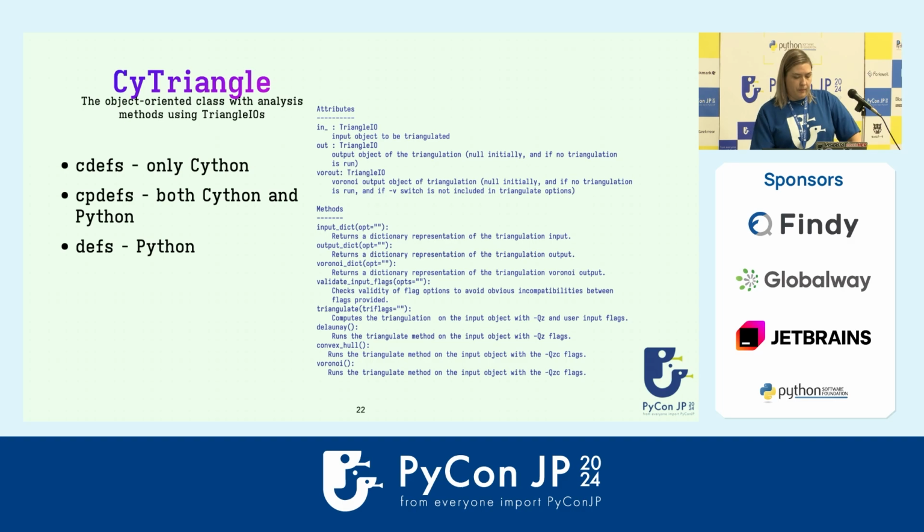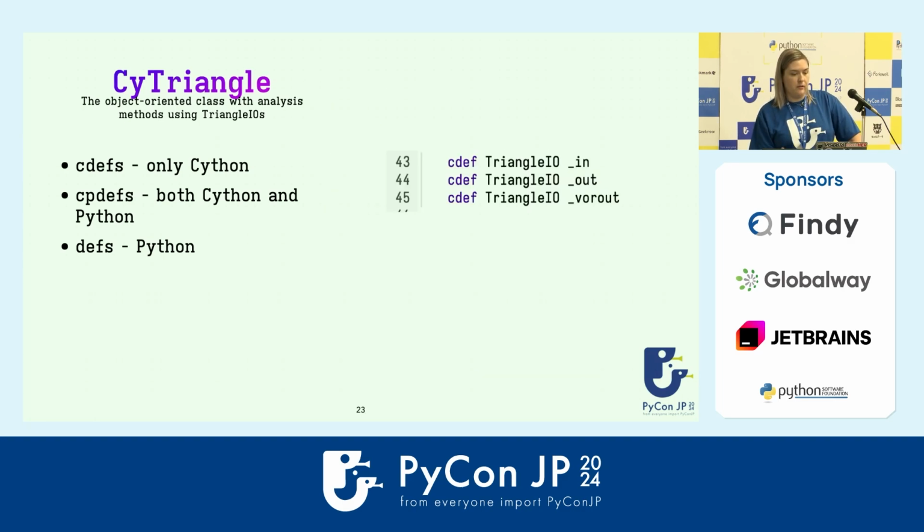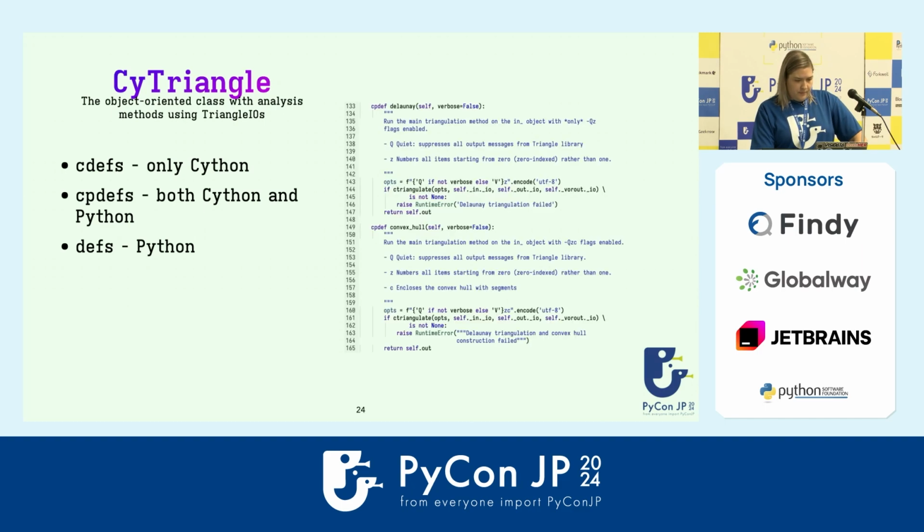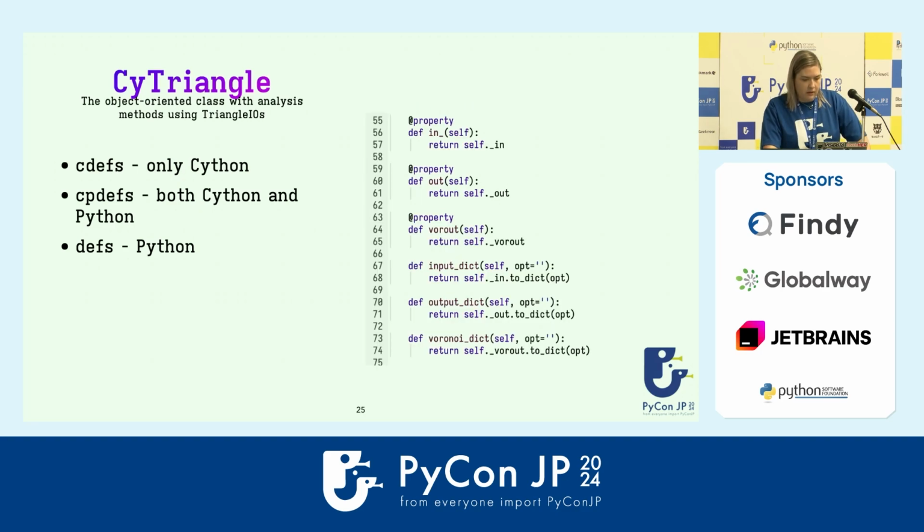The other aspect of this is that Cytriangle uses all three types of definitions from Cython. You have cdefs, which are only accessible in Cython objects. You have cpdefs, and those are accessible in both Cython and Python. And then you just have your standard Python definition. So this was an example of a cpdef. It really is just like defining the method. And then these are just my standard Python definitions.